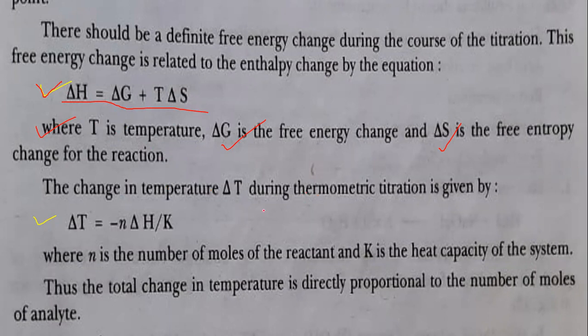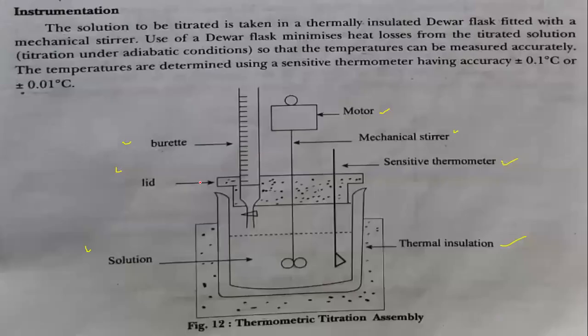The change in temperature, delta T, during the thermometric titration is given by delta T is equal to minus n delta H upon K, where n is the number of moles of reactant and K is the heat capacity of the system. Thus, the total change in temperature is directly proportional to the number of moles of analyte.